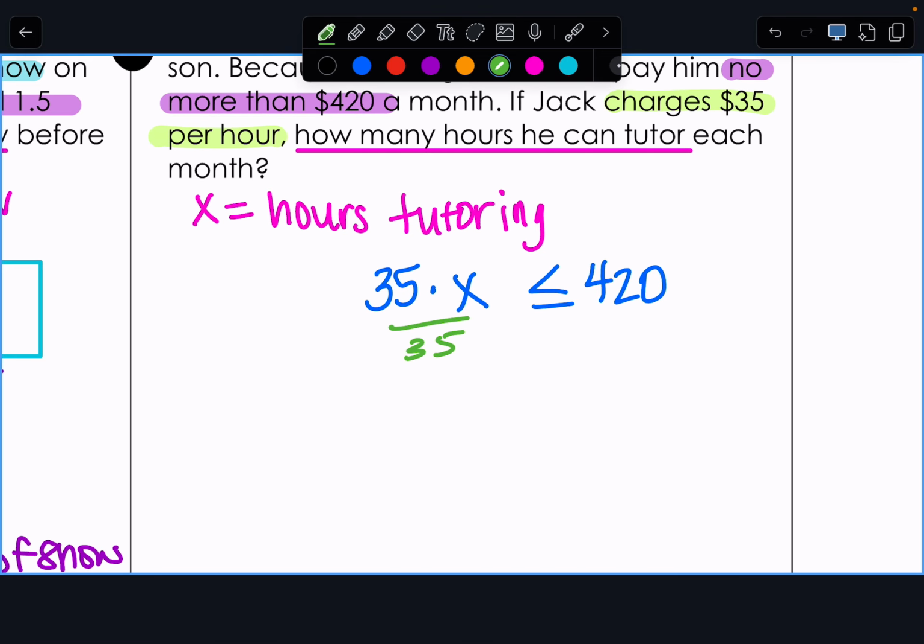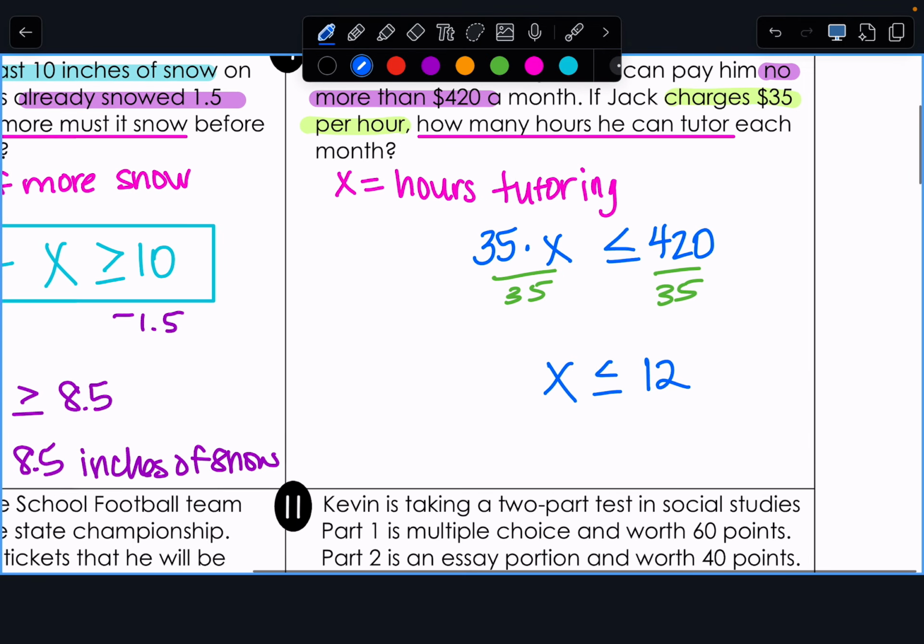Divide by 35 to get x is less than or equal to what? 12. And what does 12 mean? Okay, 12 hours of tutoring. So she can afford no more than 12 hours of tutoring. If Jack tutors her son for 10 hours, are we safe? Yes, because that's less than or equal to 12.